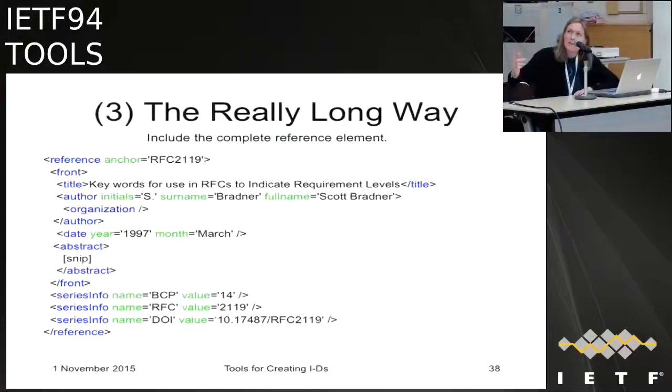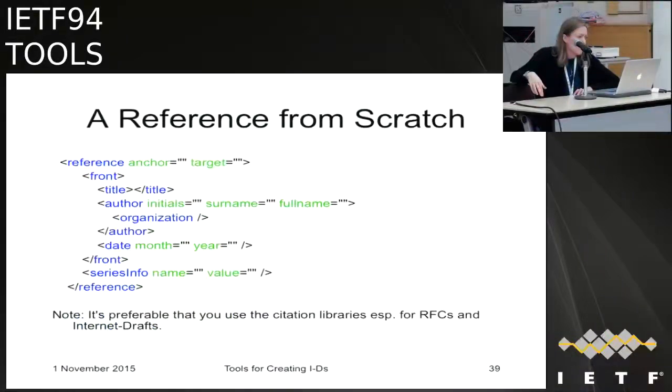So for RFC 2119, it doesn't really make sense to put in the whole reference because it's an easy one to use the citation library for. But if you wanted to reference a Wikipedia page or something, you're going to have to make a reference from scratch. So this is the template for a reference from scratch. The DTD does require the date element, but it can be empty. So you can have an empty date element in there.